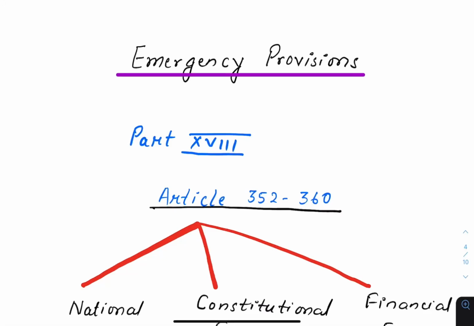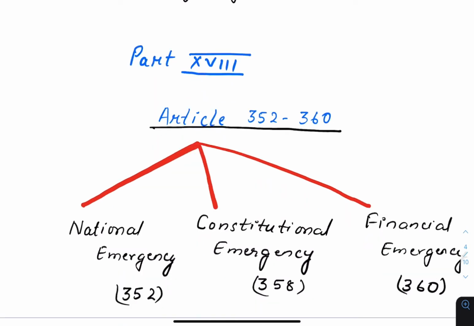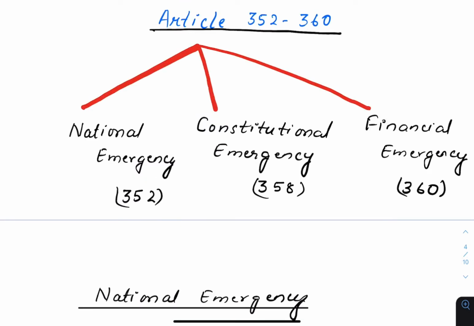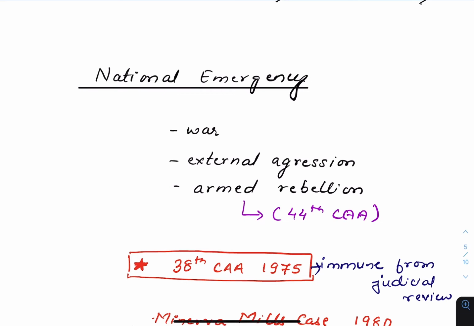Today in this video we will cover emergency provisions, all the important aspects quickly. Emergency provisions are contained in Part 18 of the Constitution, from Article 352 to 360. There are three types of emergencies: national emergency, constitutional emergency or President's rule, and third is financial emergency. There are three grounds on which national emergency can be declared: war, external aggression or armed rebellion.